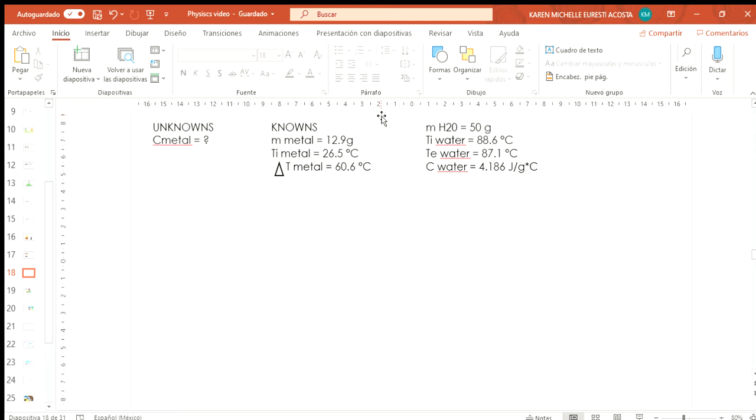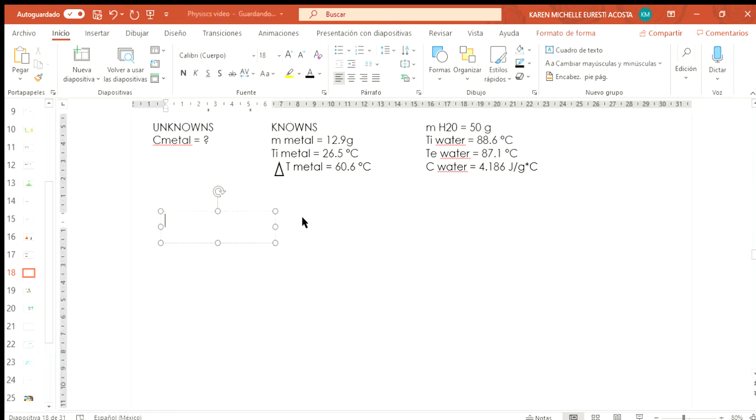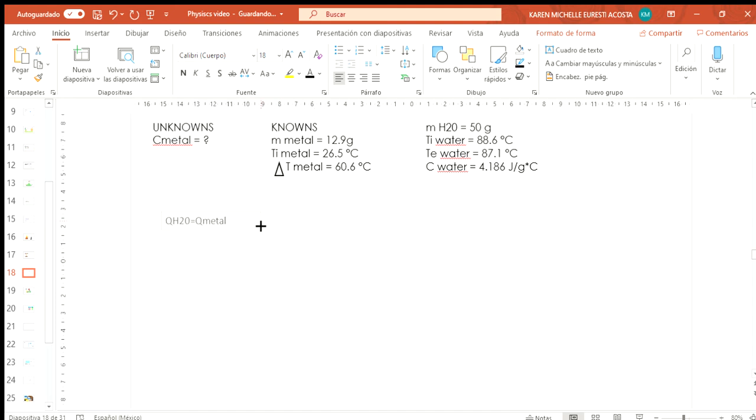So since we don't have much information, in order to get the C of the metal, we are going to have to equal the heat of the water and the heat of the metal. Then we are going to decompose the equation.